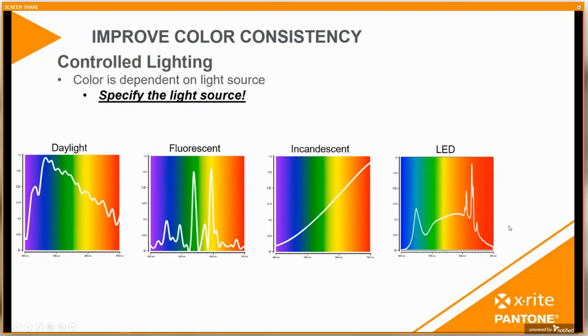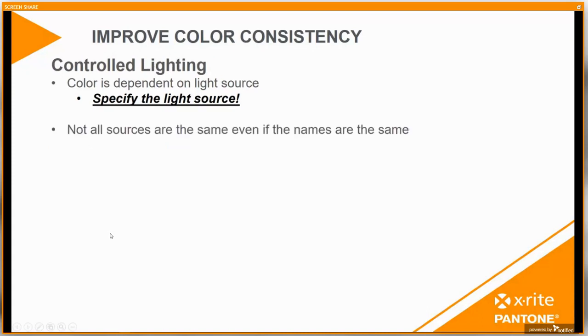So you can imagine that which one of these I shine on an object is going to change its color because it's got different amounts of different colors within it. So you've got to specify which one. So maybe we say, okay, we're going to use daylight. I want to use daylight because that's ultimately where the customer is going to see it. Great. Now we've got to also be careful because not all sources are the same, even if the names are.